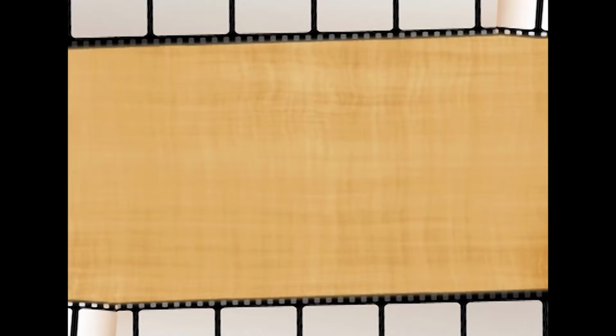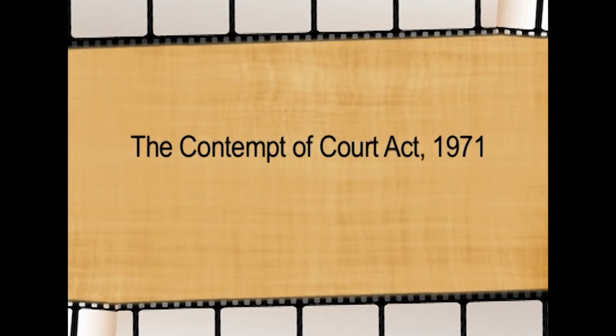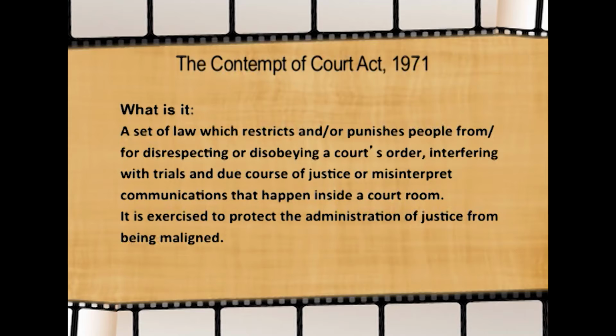With this, we come to the end of the Indian law of defamation, and the second law that we are going to discuss is the Indian law of Contempt of Court. What is this law that deals with the contempt of court? It is a set of laws which restricts and or punishes people from disrespecting or disobeying a court's order, interfering with trials and due course of justice, or misinterpreting communication that happens inside a courtroom. It is exercised to protect the administration of justice from being maligned.